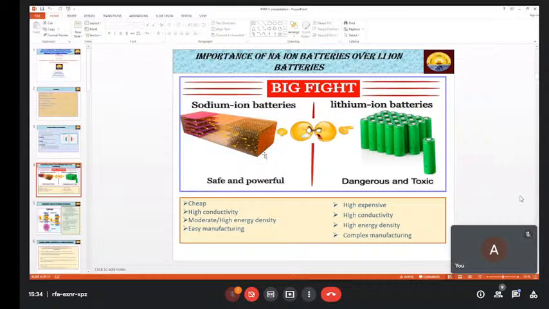Okay. Here is why we can use sodium ion batteries compared to lithium ion batteries: the weight of sodium ion batteries is very low compared to lithium ion batteries, and the cost is also cheap compared to lithium ion batteries.